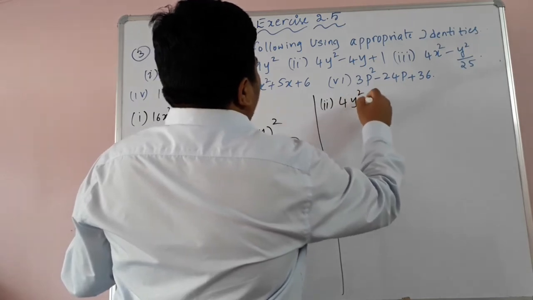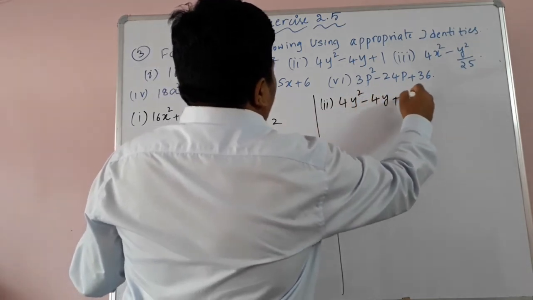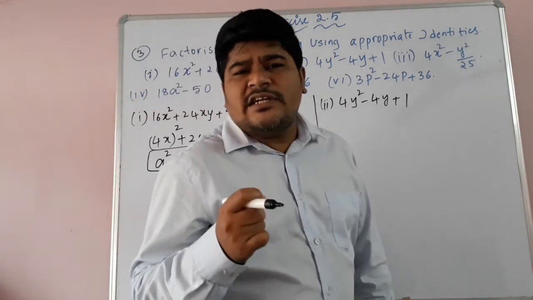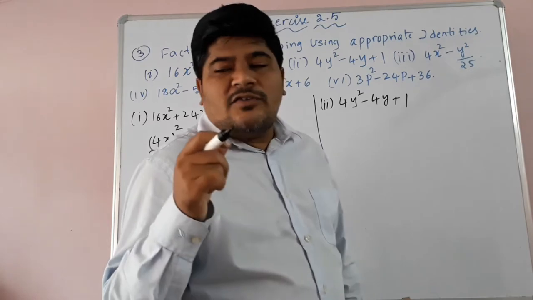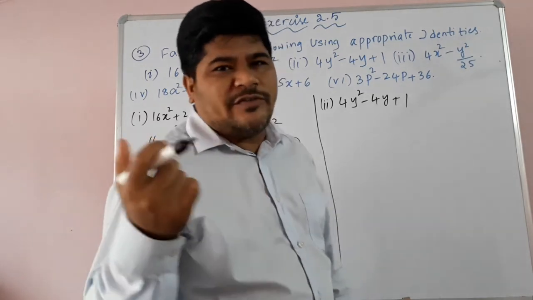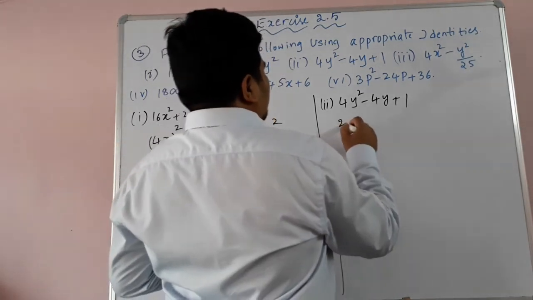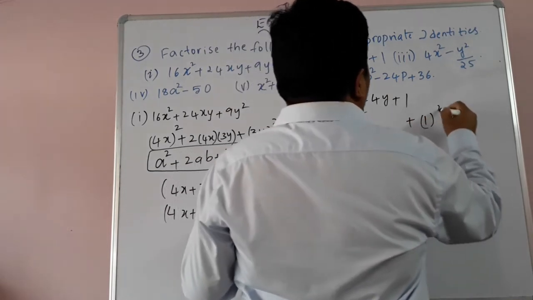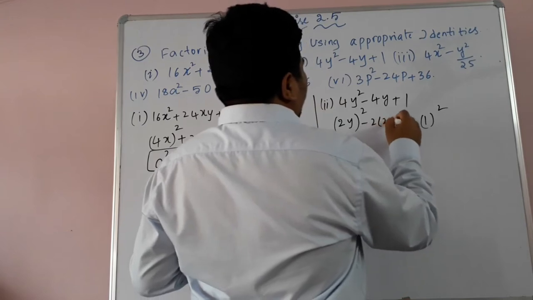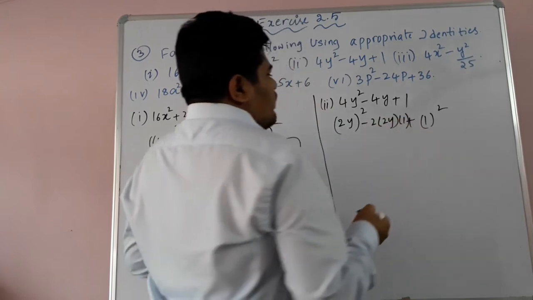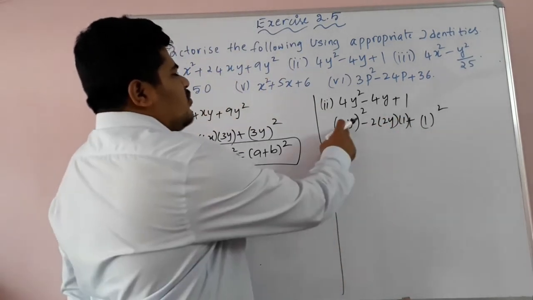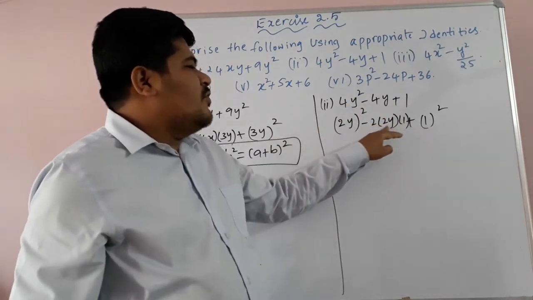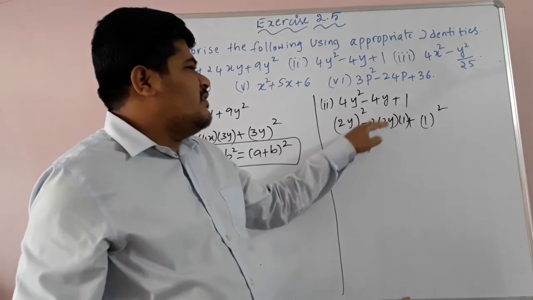4y square minus 4y plus 1. So children, 4y square can be written as 2y whole square, and 1 can be written as 1 square. Now minus 2 into 2y into 1. So children, 2y whole square is 4y square, 1 square is 1, and 2 into 2y into 1 is 4y, minus as it is.